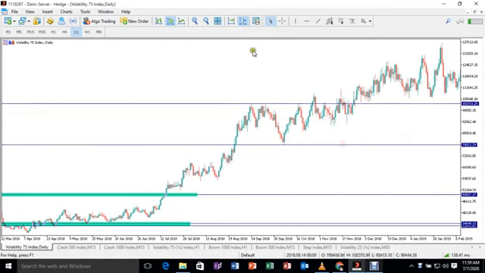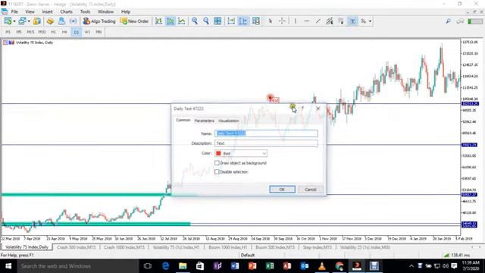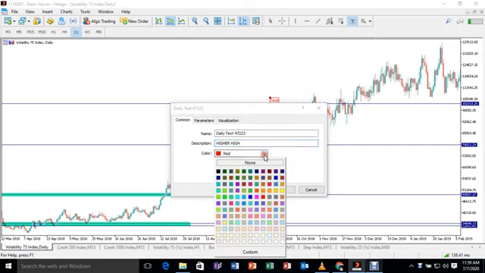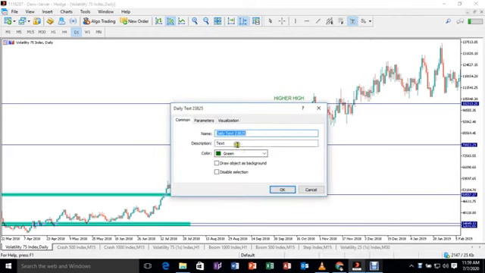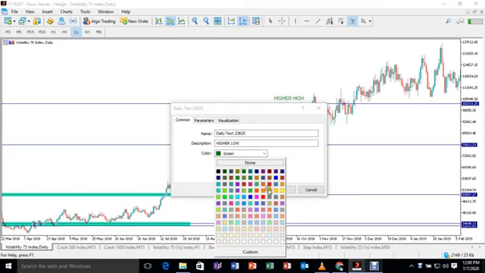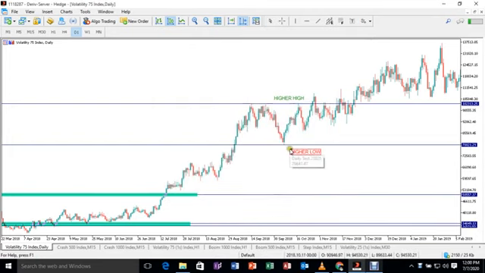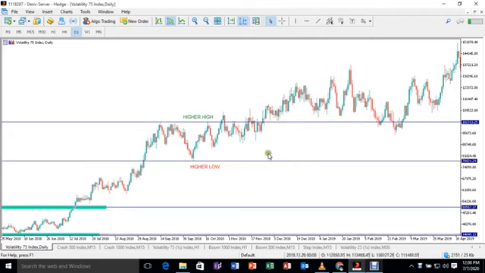Higher high. And here as our higher low. So we can see V75 has been on a very long uptrend. For a long time it has been on an uptrend. So what happens here? We have a breakout here.